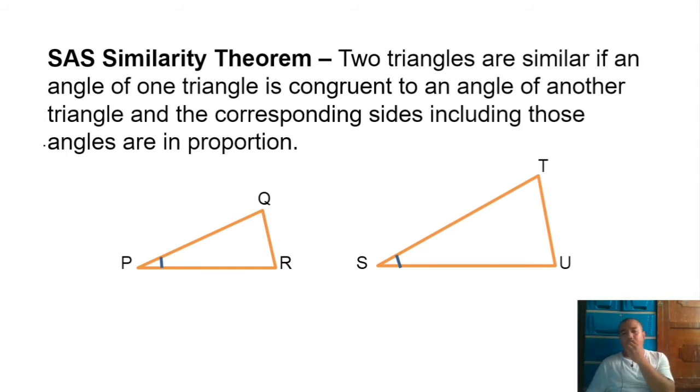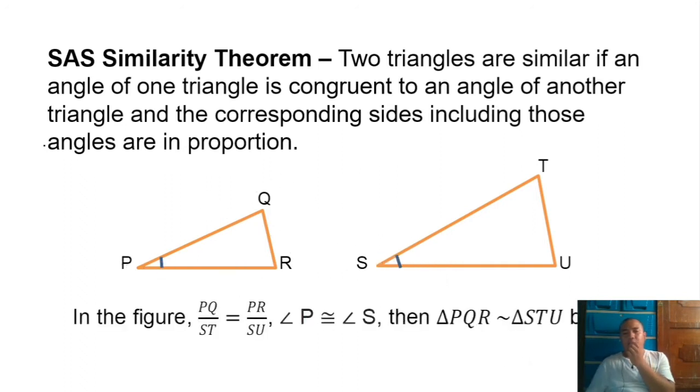Example, we have here triangle PQR and triangle STU. In the figure, PQ over ST is equal to PR over SU. At the same time, angle P is congruent to angle S. Therefore, these two triangles are similar. Triangle PQR is similar to triangle STU by the SAS similarity theorem, side angle side.